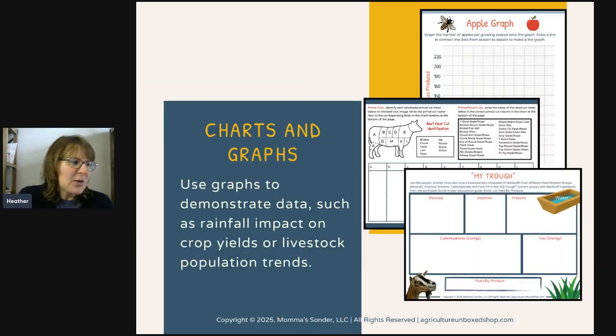Charts and graphs are another way that they learn. So they use graphs to demonstrate data, such as how many apples are pollinated by different bees. They like to graph things there. You can see that example up in the right-hand corner. They like to do things like graphing rainfall impact on crop yields or livestock population trends, or charts that help them categorize different things into areas that they can visually see.